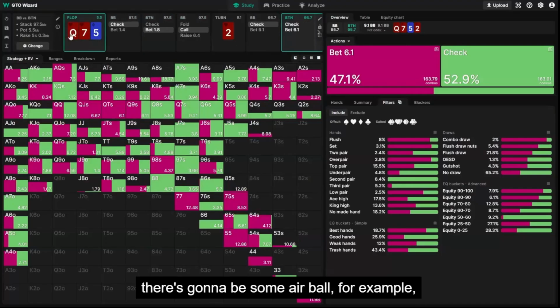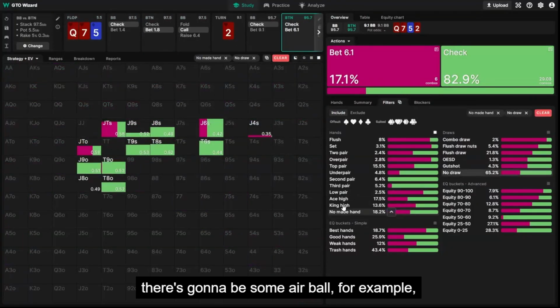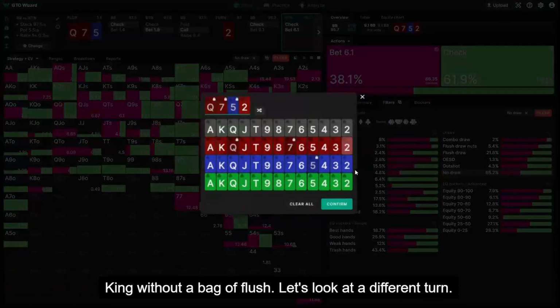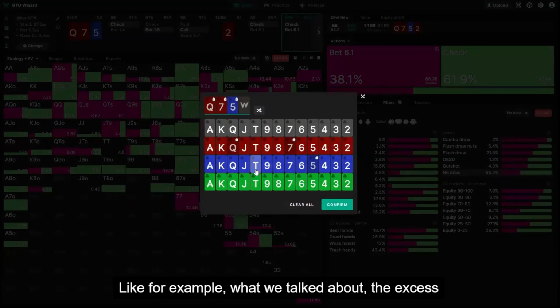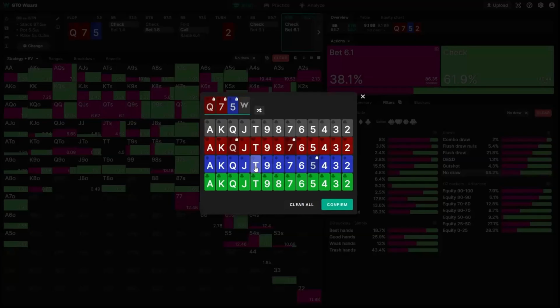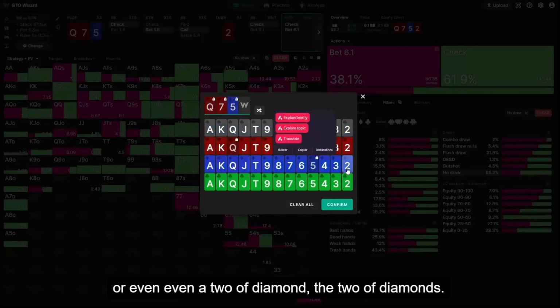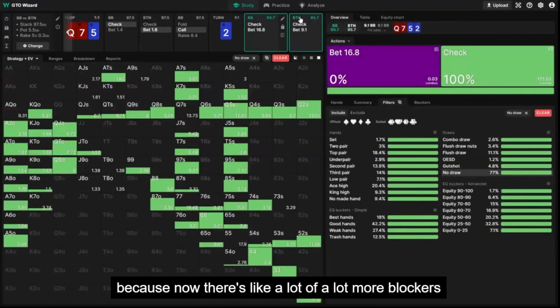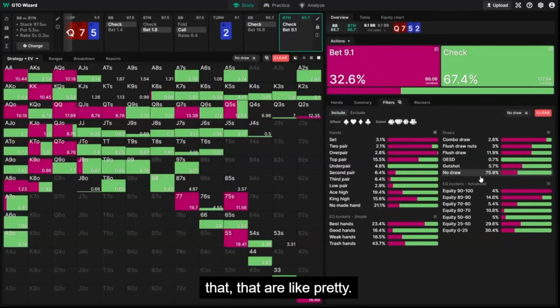Even on a board like this, there's going to be some airball. For example, a king without a backdoor flush, right? Let's look at a different turn. Like, for example, what we talked about, the excess of pretty hands, right? 10 of diamonds, or even a 2 of diamonds. The 2 of diamonds, we have, quote unquote, an excess of pretty hands, because now there's a lot more blockers that are pretty.